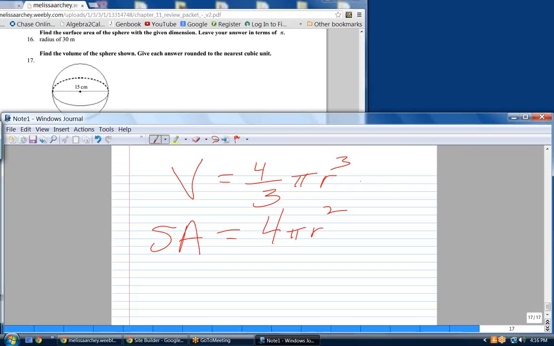So the volume of the sphere is going to be 4/3 pi times 7.5 for the radius, cubed. And we're going to cube that. Just leave it like that for our purposes.